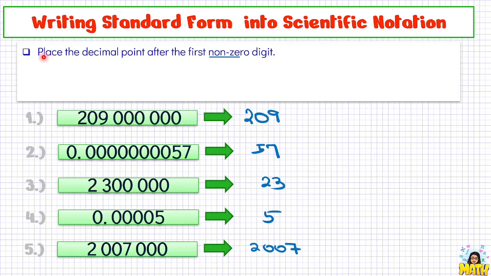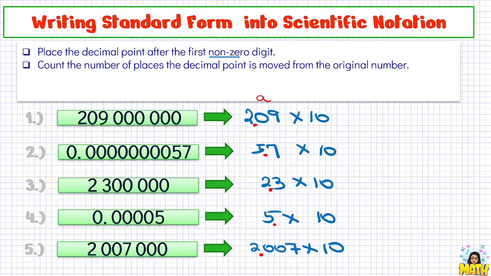So based on the first step, we must place the decimal point after the first non-zero digit. This will be 2.09, 5.7, 2.3, 5, and 2.007. So by doing this, we are assuring that the value of a is greater than 1 but less than 10. Next, we will be multiplying it by the power of 10.